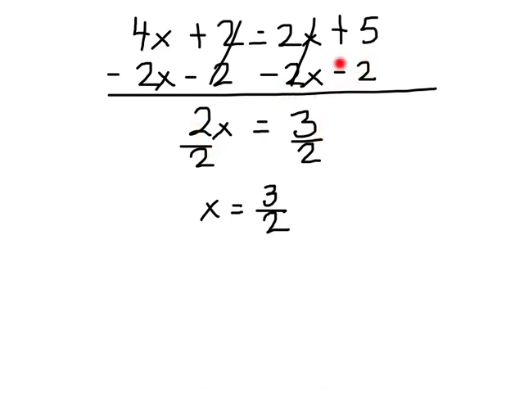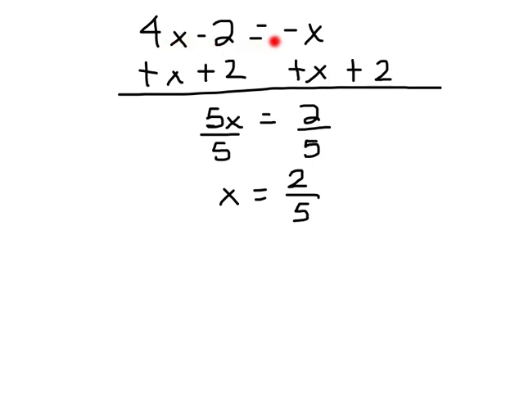Now, once we've done that, we cancel the 2 middle terms, which is usually what you're going to want to have done. 4x minus 2x is 2x equals 5 minus 2 is 3. Divide both sides by 2, and x is equal to 3 over 2. Alright, let's do one more.